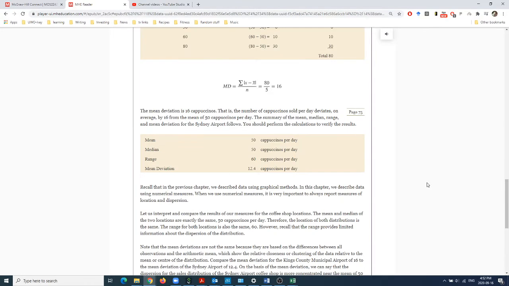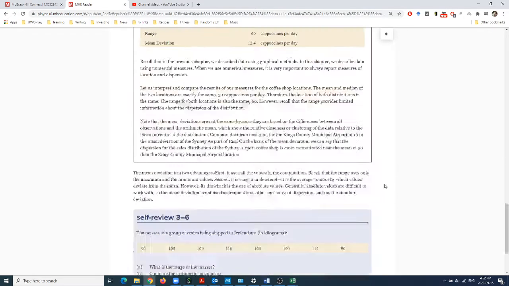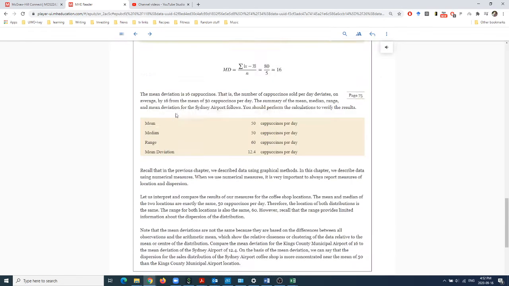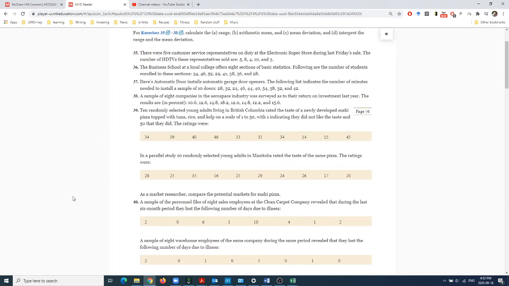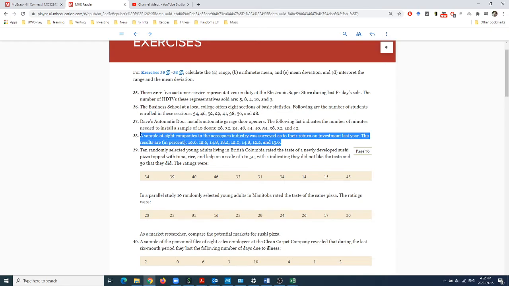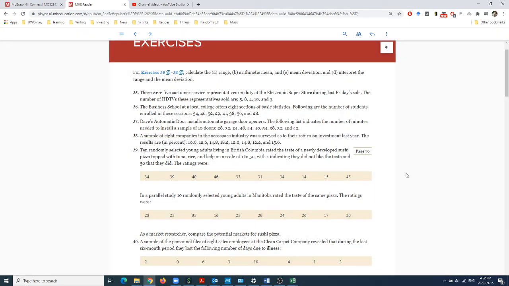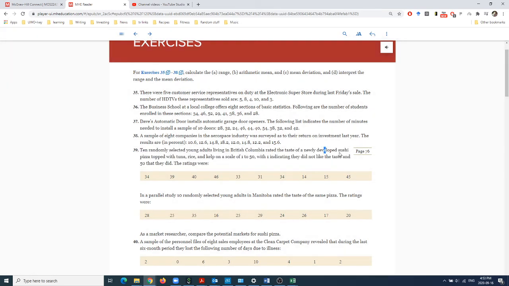There's an example of how to do this in your textbook, but I'll let you do that example by yourself. Let's go to an exercise problem. Let's do question number 39, or let's do 38, which seems to be a little bit shorter. There's a sample of 8 companies in the aerospace industry. Let's do 39 again. It's 10 randomly selected young adults. It seems to be a little more fun, the sushi and pizza rather than the aerospace industry, which is boring.